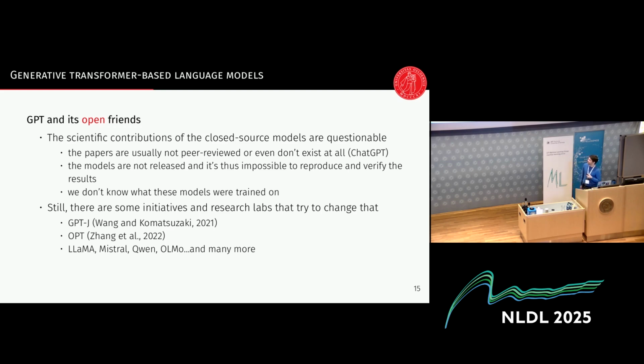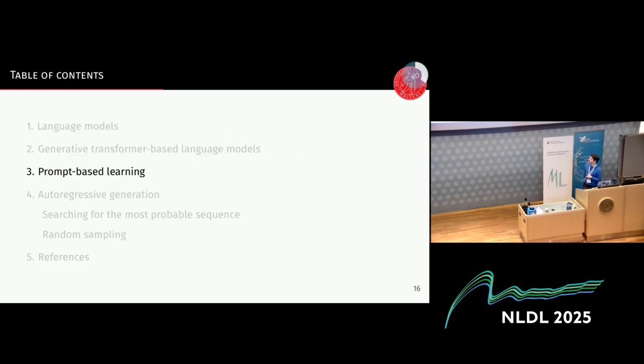So fortunately, there are lots of initiatives that try to change that, and that train models openly in some ways. So the first one was probably GPT-J in 2021, which tried to replicate the GPT models. And then we have things like OPT, Llama, Mistral, or Qwen. And another important one is OLMo, which tried to make everything public, so the whole training code, data set, as well as the weights.